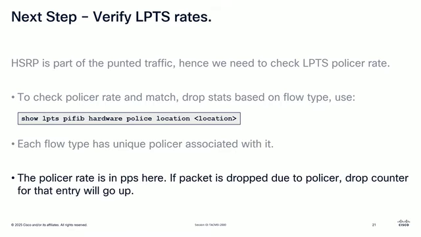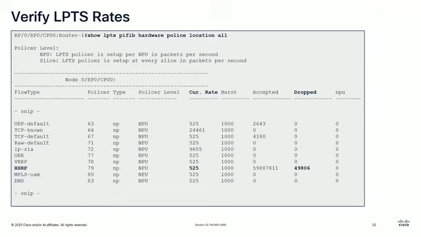In addition to that, with this command, you will be able to see if LPTS is dropping packets for that specific flow type. But it's important to know also that if we are observing drops by LPTS at this point, we don't know if these drops are expected or not. But for that, first let's take a look at the whole output for this show command. Here, if we focus on the HSRP flow type, we can see that the current rate for that specific flow type is set to 520 packets per second.